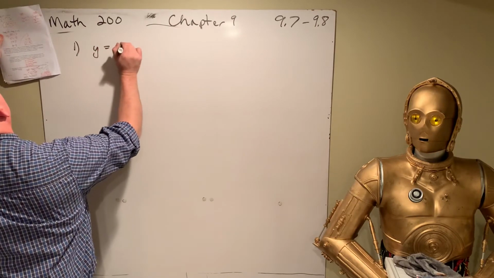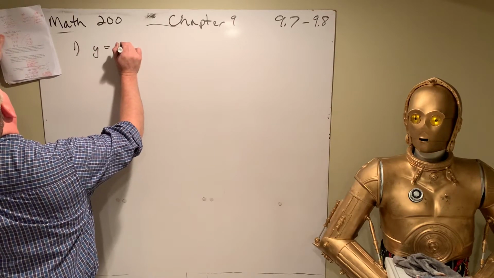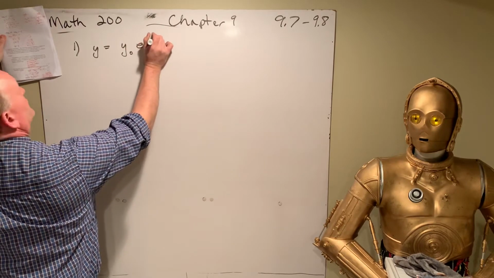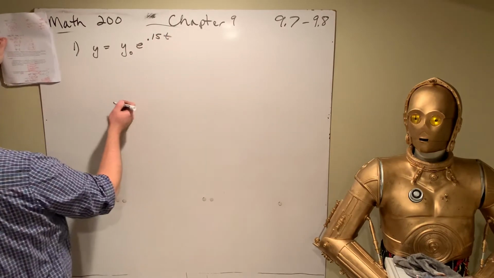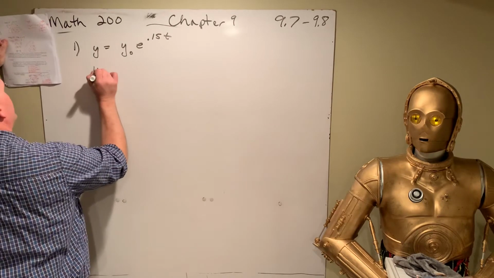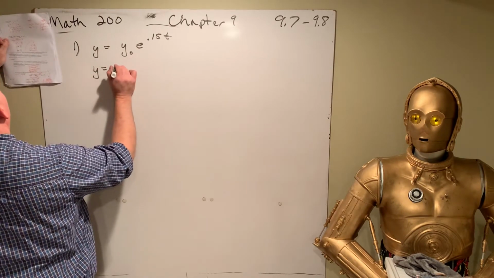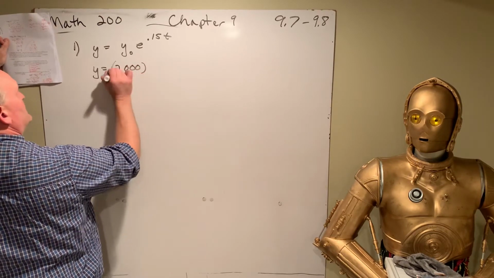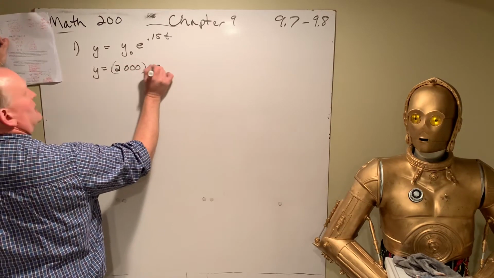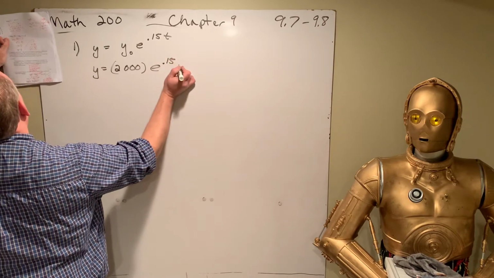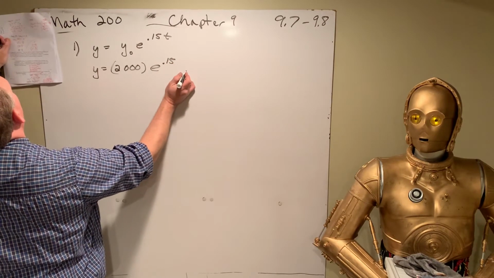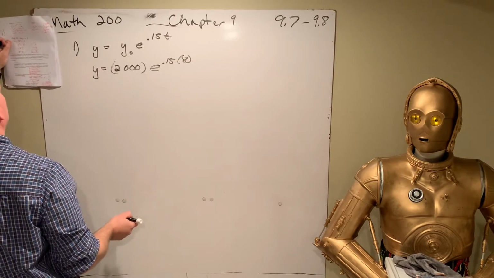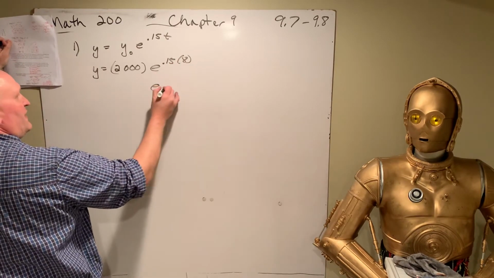y is equal to y naught e to the 0.15t. And then they just plug and chug. Oh, thank goodness. So the beginning population is 2,000 lemmings, e to the 0.15 after 8 months. Time is in months. And so you multiply that out. Do yourself a favor, multiply that out.